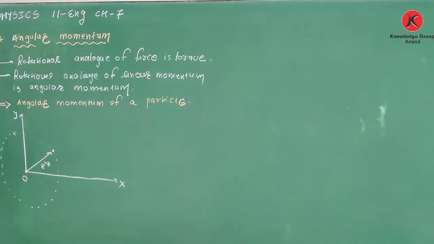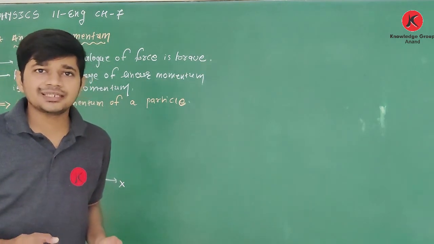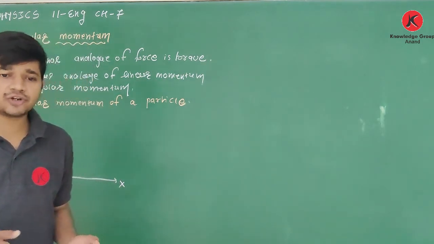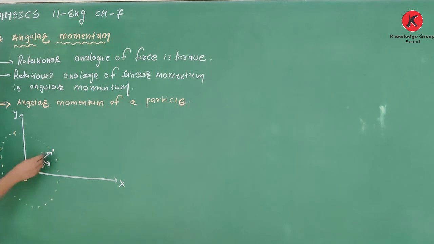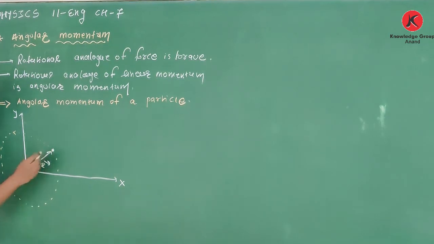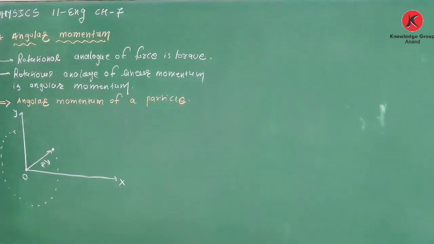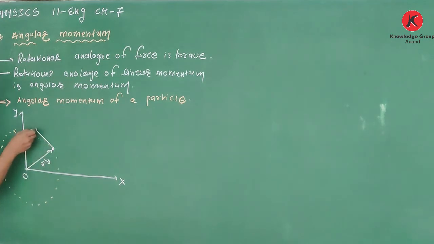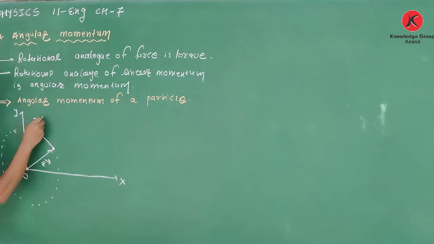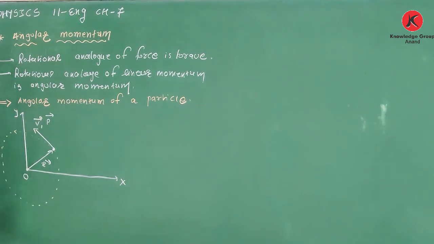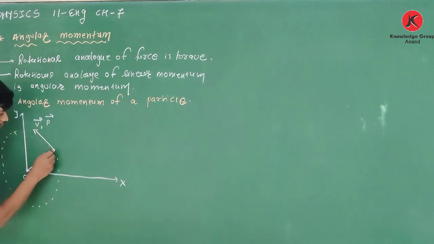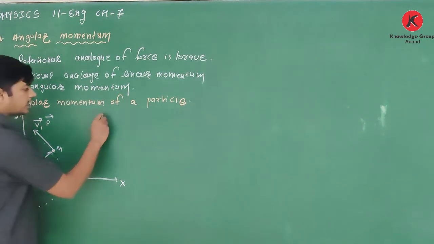Clear? Now we know that linear velocity is in the direction of the tangent drawn at that point. Suppose the particle is here. Its velocity will be in the direction of the tangent, so its linear momentum p is also in the same direction. Let it be a particle of mass m.